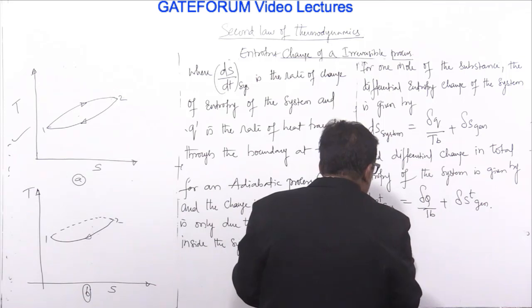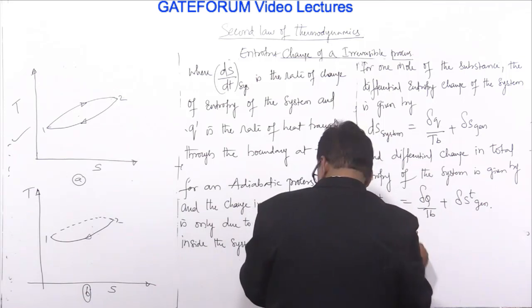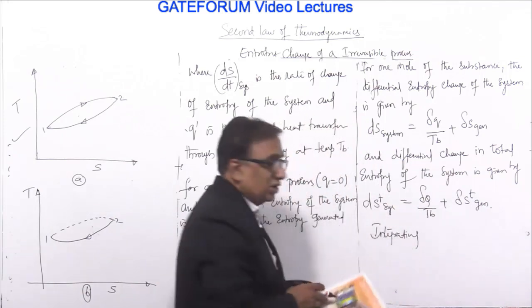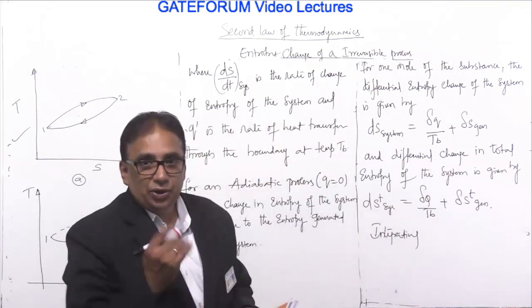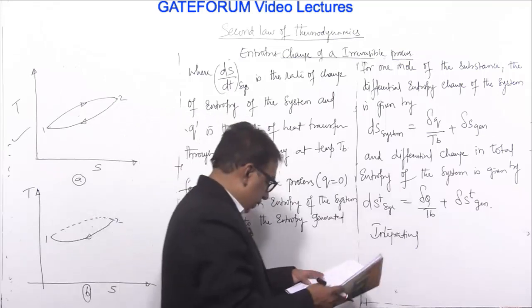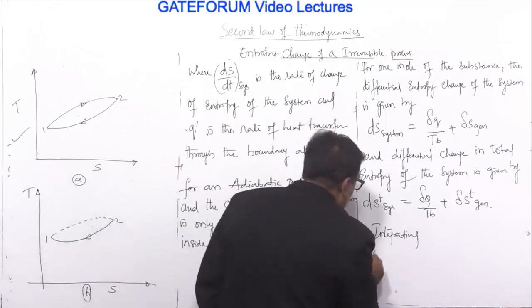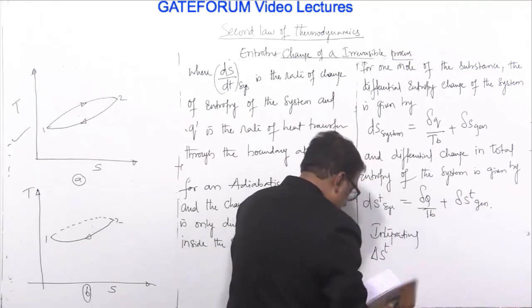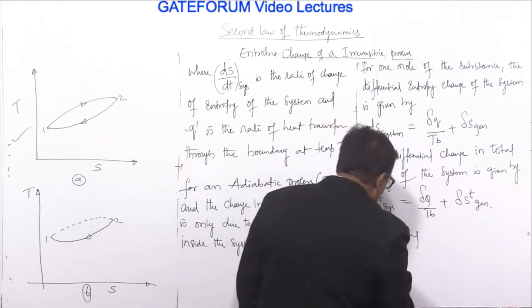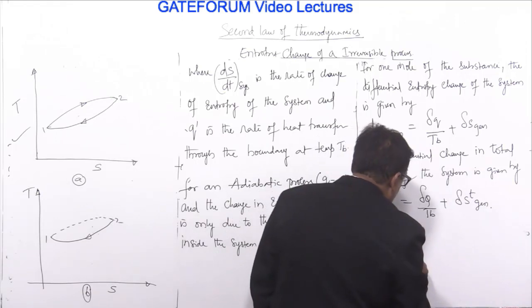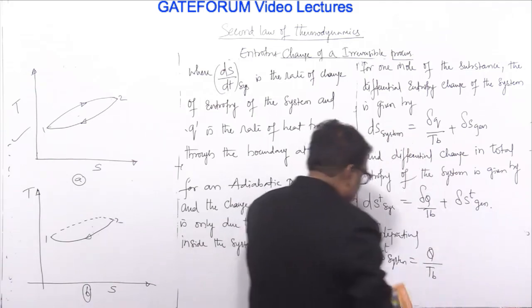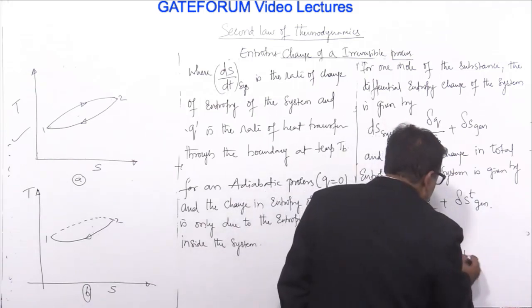What is integration? Integrating this means adding the differential changes from 1 to 2. What do we get? Total delta S total of the system is Q by TB plus S generation.